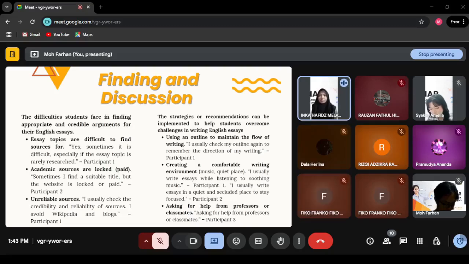Third is asking help from professors or classmates. As participant three said, asking help from professors and classmates. Our findings confirm the importance of feedback and self-motivation. Students use outlines, calm settings, breaks, and lecturer input to overcome the difficulties. This matches strategies described by Marlinda 2023 and Hussein in 2022, who stress effective and collaborative learning in writing structure.